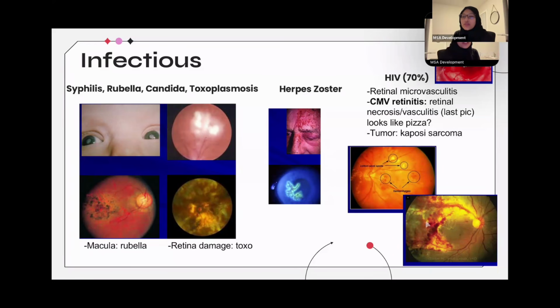This one is associated with HIV because of immunosuppression. They will have infections like CMV, cytomegalovirus, that can cause chorioretinitis, which can cause necrosis and vasculitis, and so on. This is similar to toxo. They are both chorioretinitis, but this one is in HIV, this one is in another infection. Another tumor related to HIV is Kaposi sarcoma. There's no picture provided for it, but just remember Kaposi sarcoma.